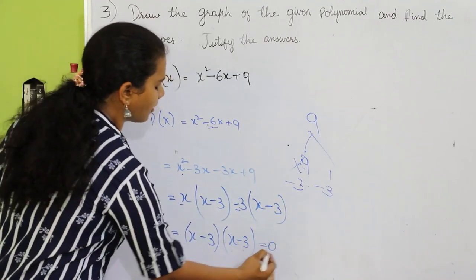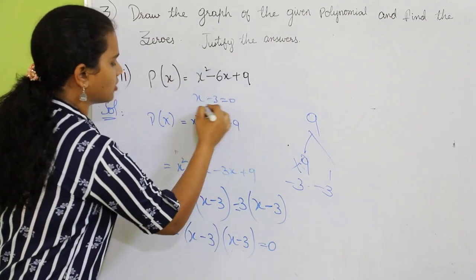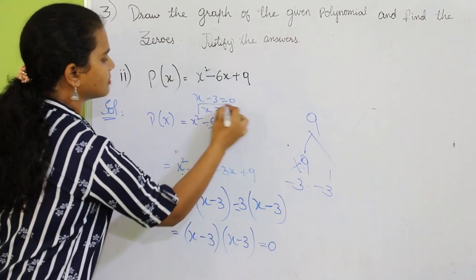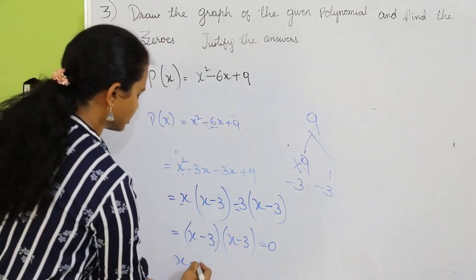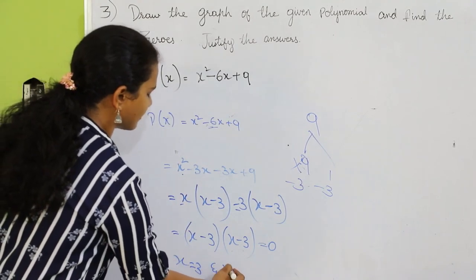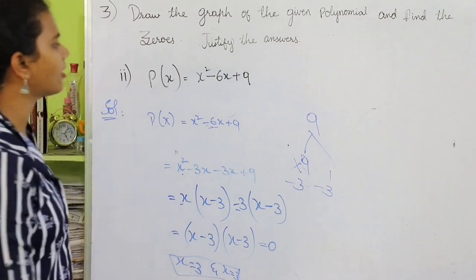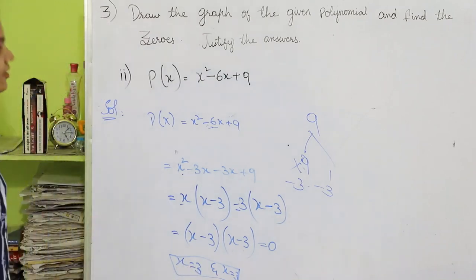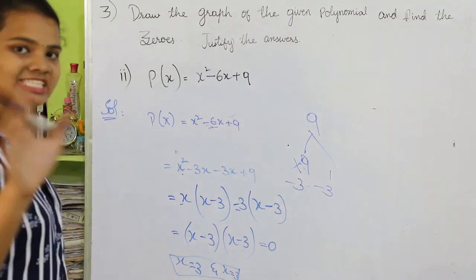Now equate this with 0. Then what happens? x minus 3 equals 0, where x equals what? 3. x becomes 3, right? So what do we do? x equals 3 and x equals 3. Therefore the zero of the polynomial for the given quadratic equation is 3. So x equals 3.